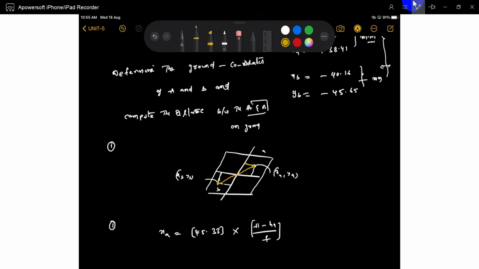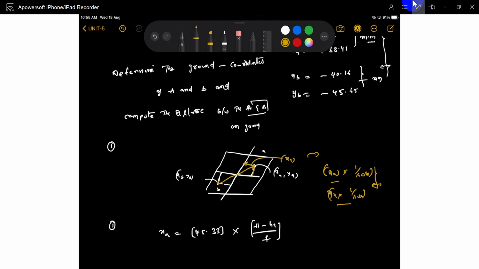This is XA. We already know this is XA. The ground distance we'll get by multiplying XA with 1 by scale. That's it. So we know the y distance. Same is also for YA. We will invert the scale, and we will get the coordinates of that point on the ground. Get it?